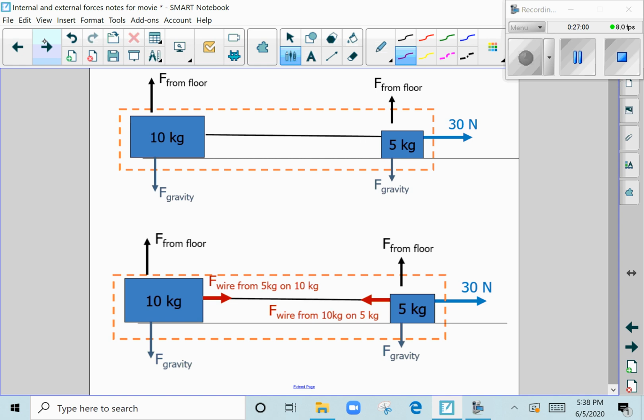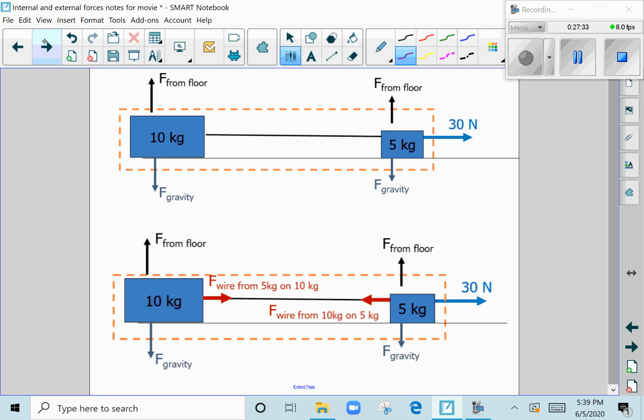So I'm going to define my system yet again as the blocks and the string. The person is external. And since I'm looking for the strength that the string needs to have, I don't need to really worry about the person because, again, the person's not inside my system and the string is. I now have to recognize that the string pulls on both blocks. The 10 kilogram block is going to be pulled forward not by the person. The person's not touching the 10 kilogram block. They're touching the 5. But the string is touching the 10.